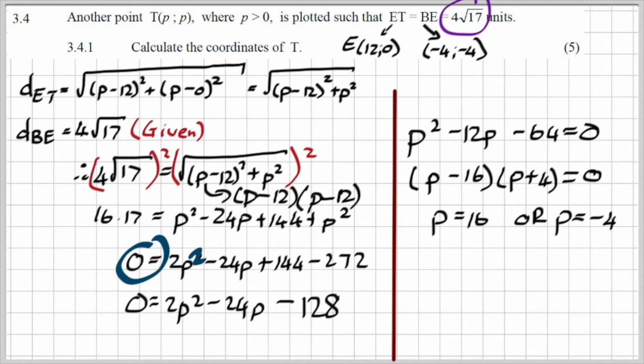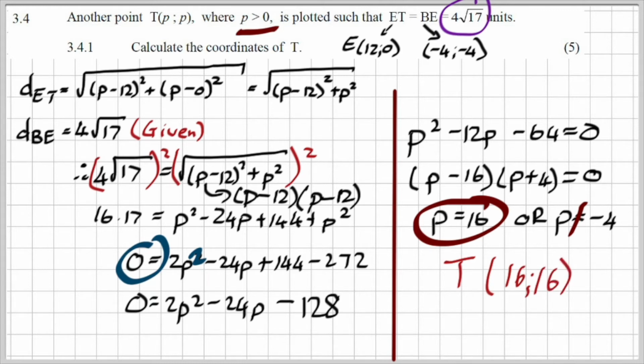But which one is it? Now remember, always look back at the information that they gave you. p is greater than 0. So in other words, p cannot be -4. What does this now actually mean? Remember, it means that T is (16, 16). Don't forget to just write that in, okay?